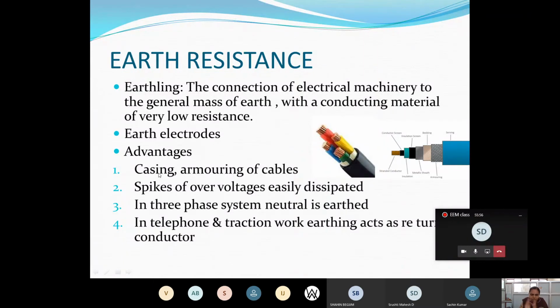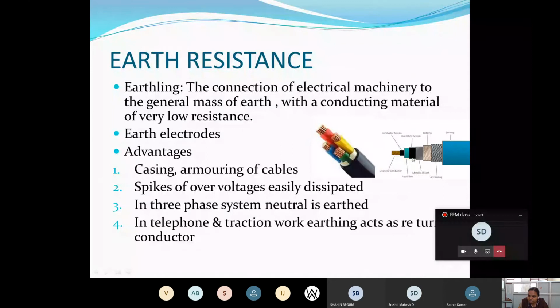Casing means it's a cover, the whole cover, or else armoring. Armoring means, observe the figure here. It is shown here. Armoring means, for a cable, the mesh structure we call armoring. That is working as earthing. Means it's a neutral point. When a conductor conducts, a current and voltage is going to flow.